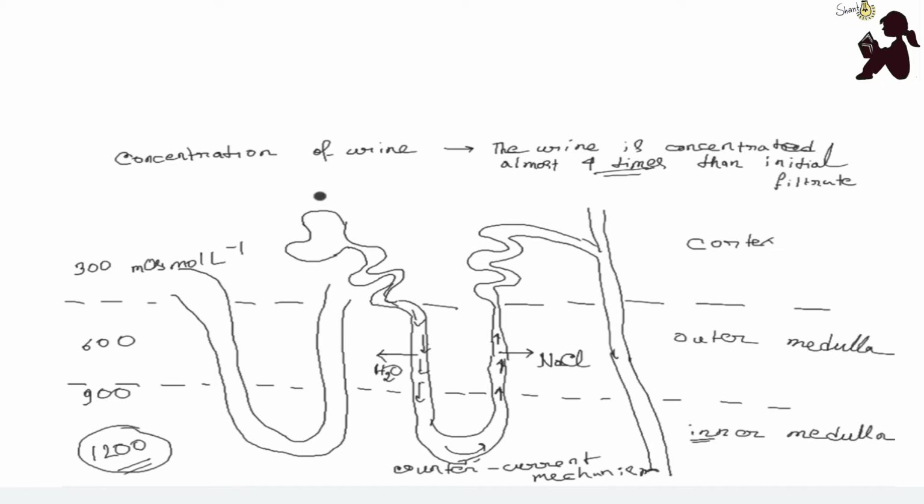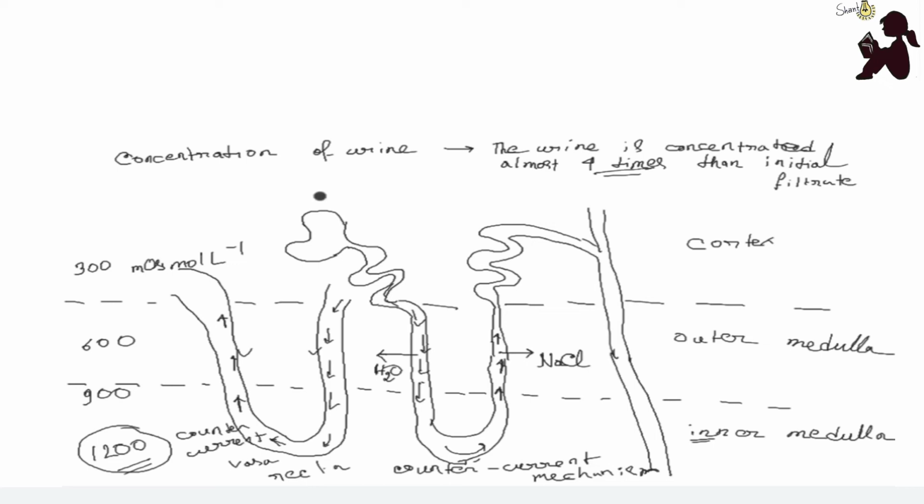Also, the flow of blood in the vasa recta, this is your vasa recta, the flow of blood in either limb is in opposite direction. So this is also counter current.